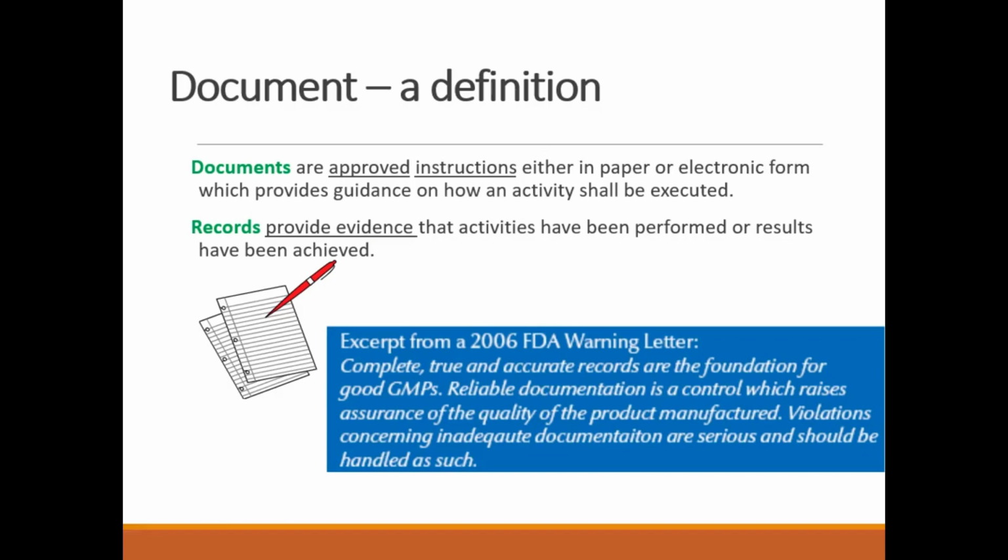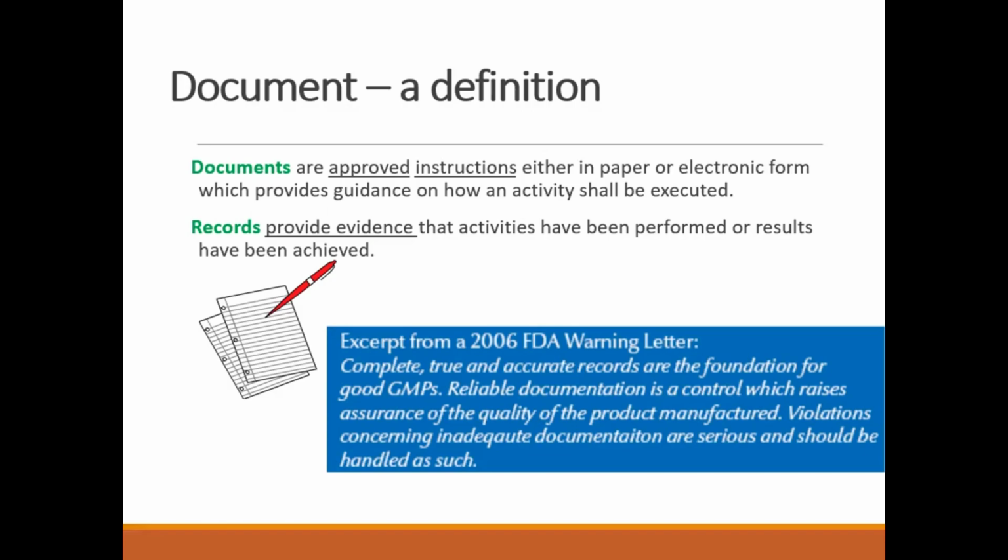So in this slide, we talk about the definition of what a document is, and simply put, documents are approved instructions, either in paper or electronic form, which provide guidance on how an activity shall be executed. And along with that, records provide evidence that activities have been performed or results have been achieved according to those documented instructions. So this is a simple excerpt from an FDA warning letter, again taken from the FDA website that you should be familiar with.